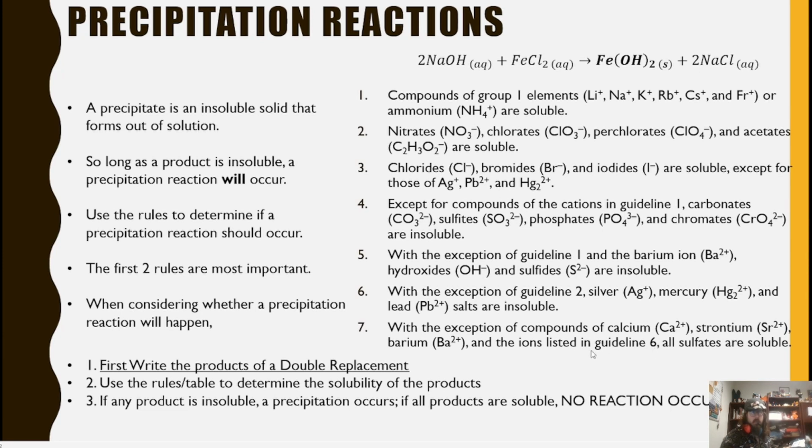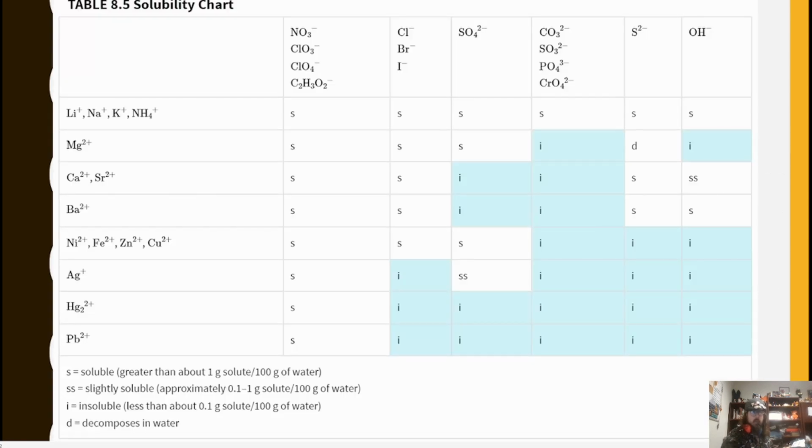As I said, these are rules that I don't really need you to learn. Rule 1 and Rule 2 might be worth writing down, but I don't need you to learn that because on a test, you would be given a chart just like this. So how do you read the chart? If you look down there, it says soluble, S. SS is slightly soluble, means it will dissolve a little bit, but not very much. I is insoluble, less than 0.1 gram dissolves, and D decomposes, so it wouldn't even form a compound, it would just break down and do weird stuff.